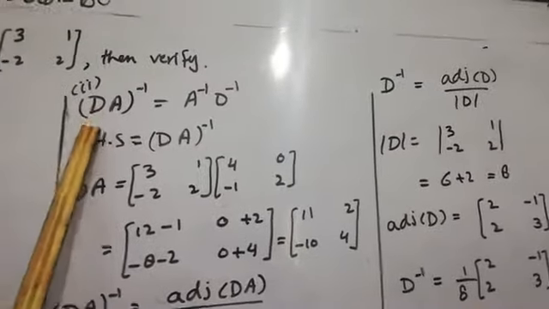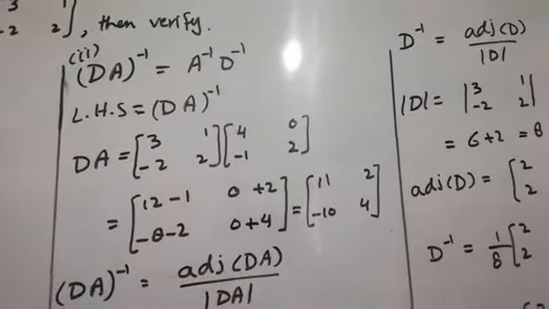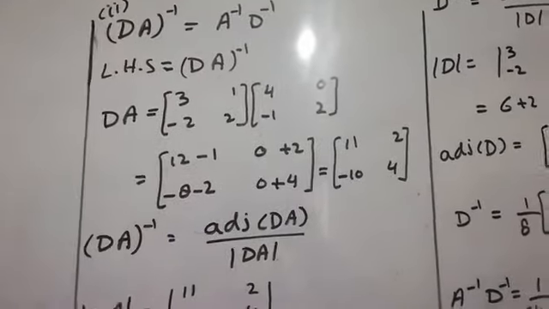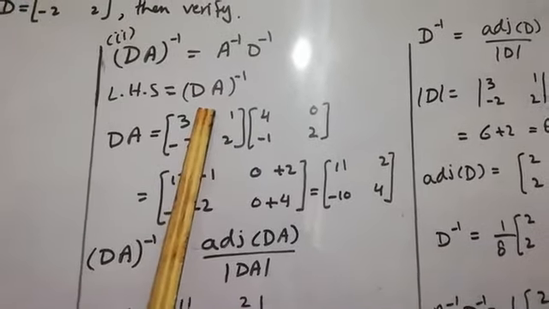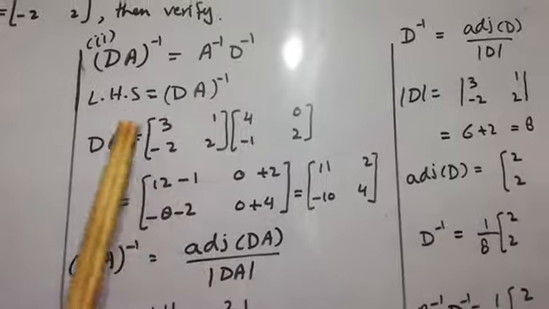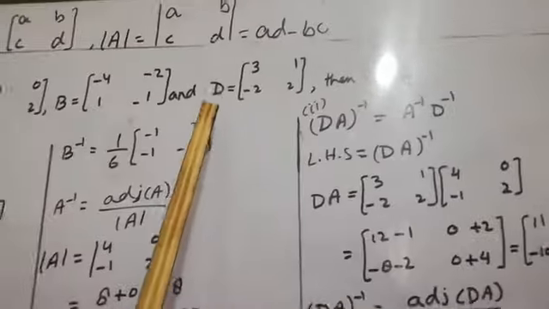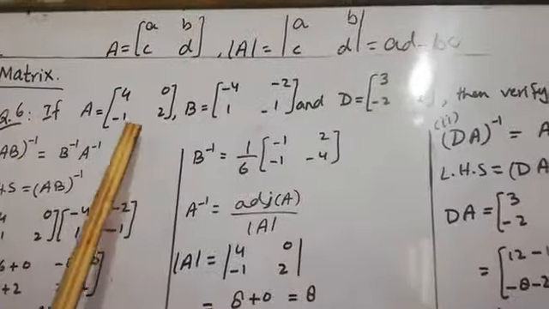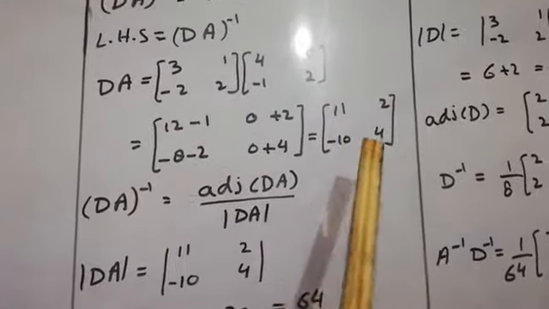Now move to the last part of this exercise, part 2. (DA) inverse is equal to A inverse into D inverse. Like the previous question, the same method we will apply. First of all, we will consider the left hand side, which is (DA) inverse. So first we will multiply D into A, matrix D into matrix A, and we will get the answer 11, 2, minus 10 and 4.